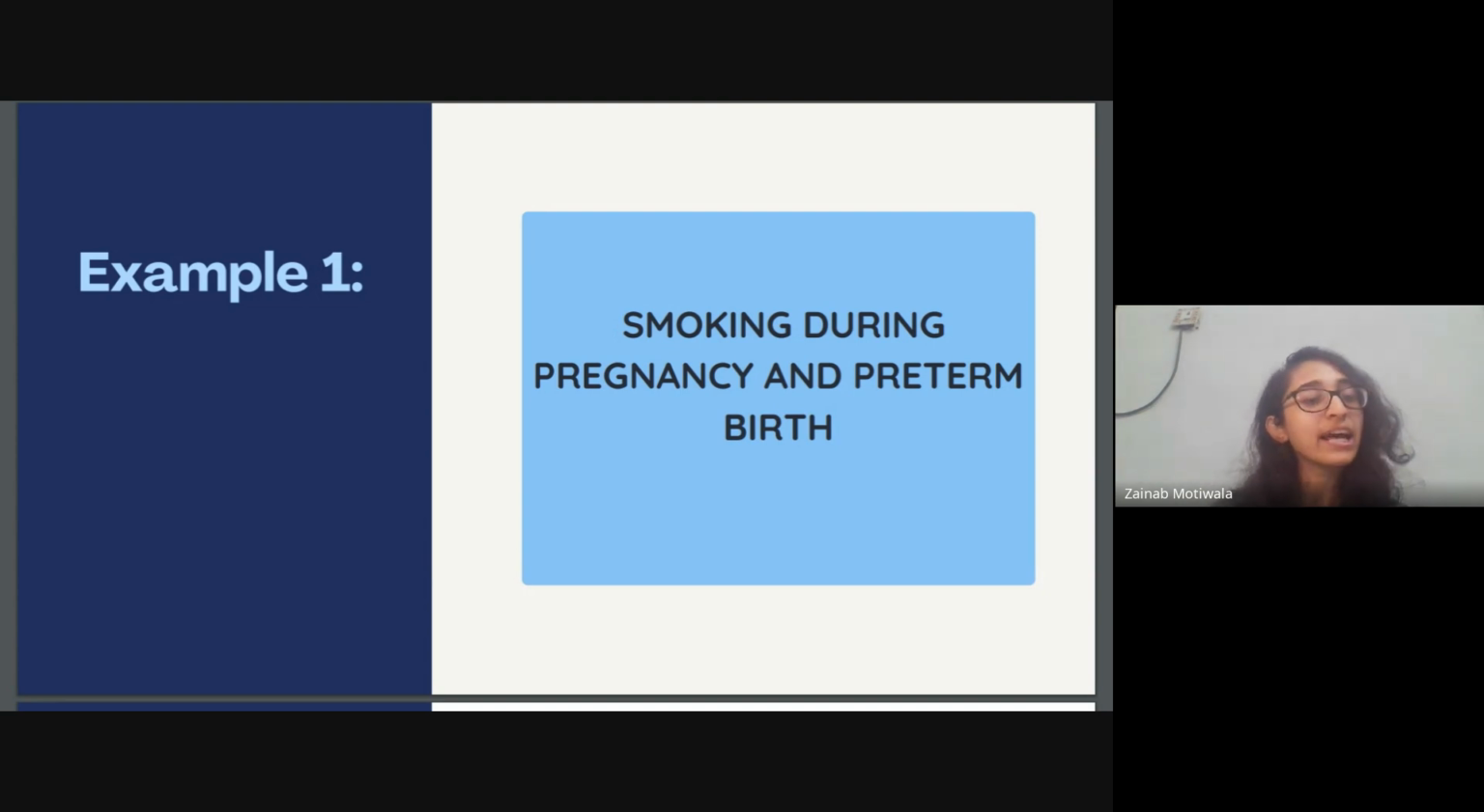Independent variable, again, I'll repeat what that is. It is nothing but the exposure, the risk factors. They are independent variables. Great, I see a lot of answers. Smoking, correct. So this is the independent variable. And now we know the dependent variable: that is the preterm birth. Wonderful.